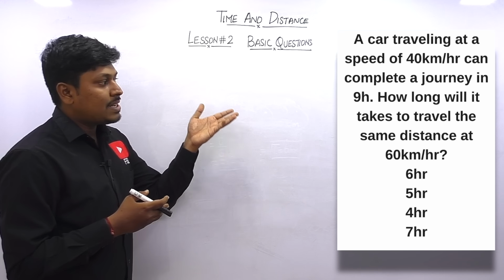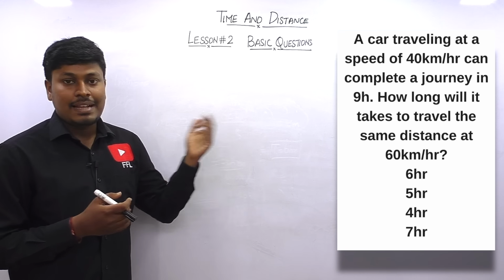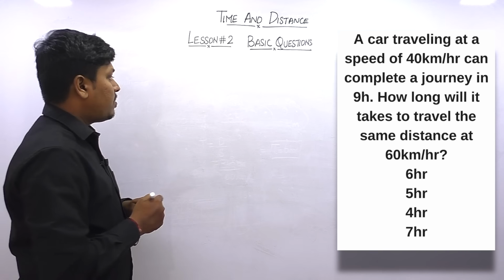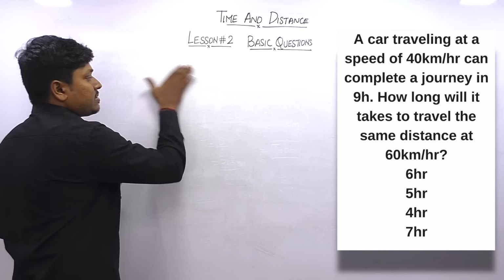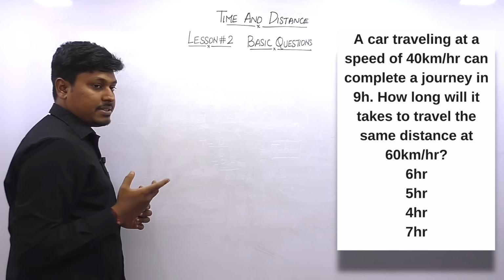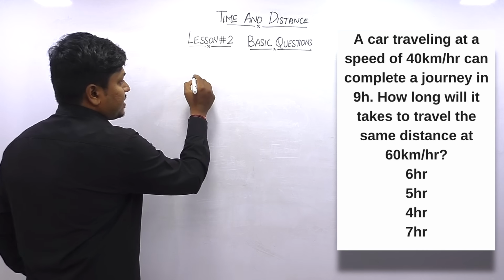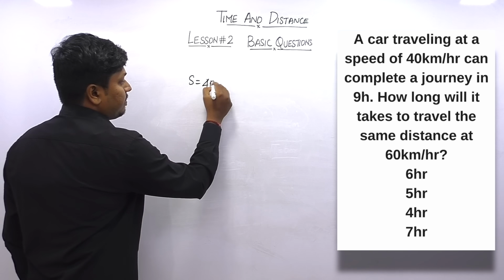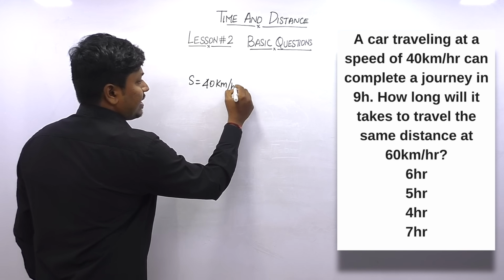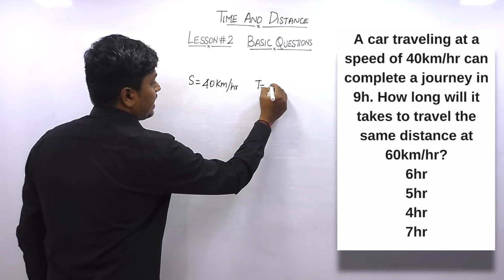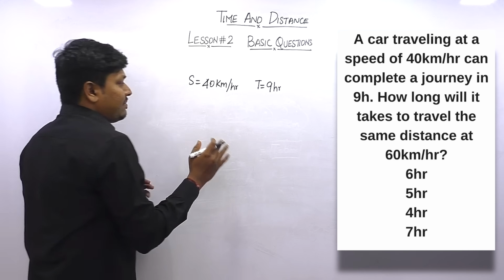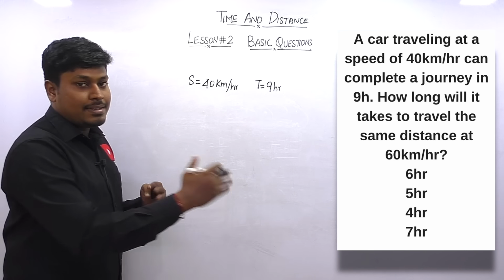If you ask me what the answer for this question is, we can easily say the answer is 6 hours. Okay, no problem. Now let me solve this question initially by the textbook method. What they are saying is, first the speed is 40 km per hour and the time is given as 9 hours. First let me find the total distance of the journey, right?